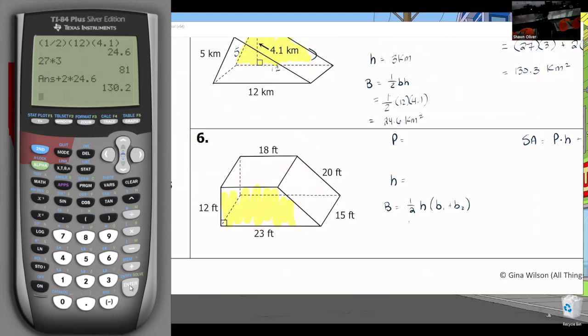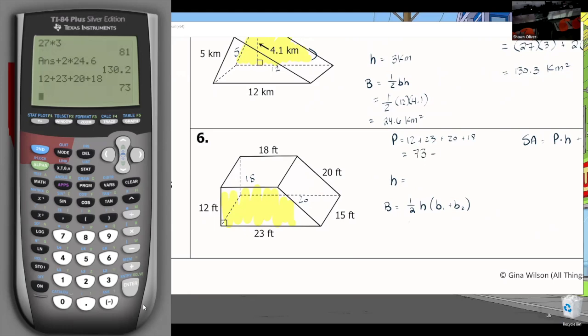Okay, perimeter is the distance around. We know this side is 20. We know this side is 18. So 12 plus 23 plus 20 plus 18. What is that? 30, 50, 73. But let's double check with our calculator. 12 plus 23 plus 20 plus 18. Look at that. You guys are geniuses.